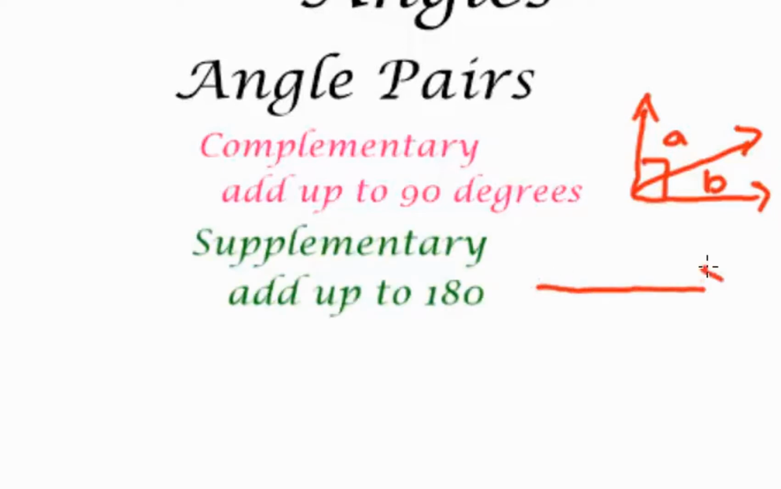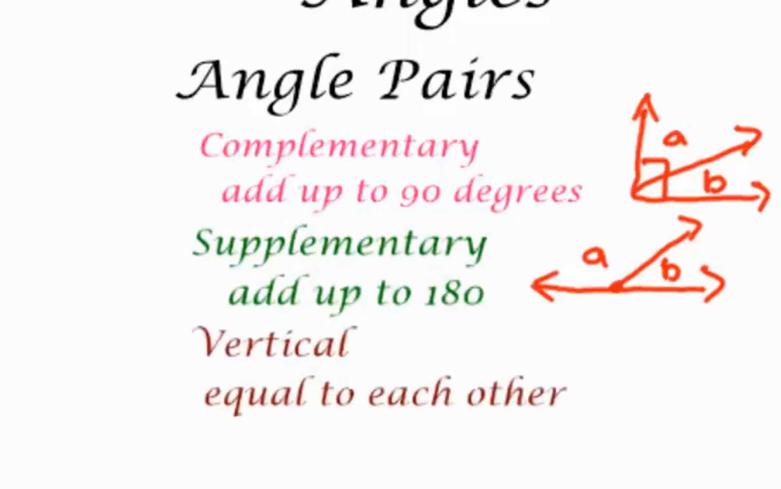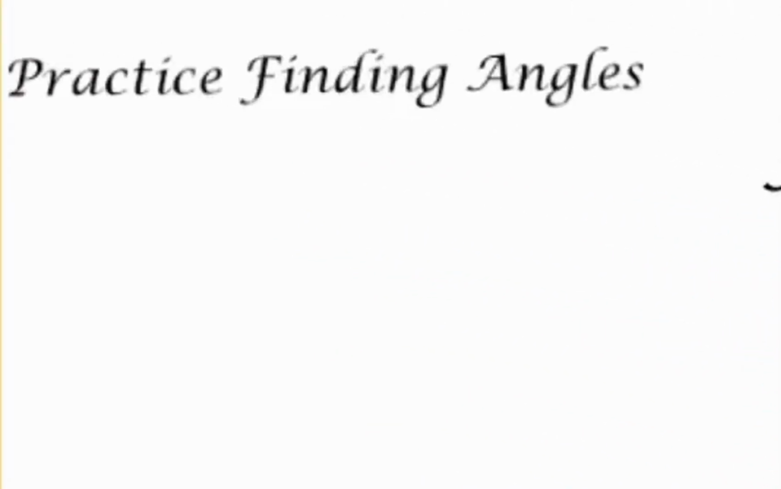A supplementary pair adds up to 180. So again, I have that straight line, that straight angle, and angle A and angle B, both being on that straight line, add up to 180. They're also called a linear pair. Now with vertical angles, I have two lines that intersect and create four total angles. The ones across from each other are equal to each other. So angle A would be equal to angle B.